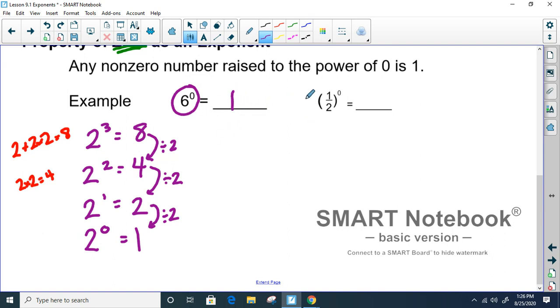So it doesn't matter what your base is. It could be 1/2 to the 0 power. Our answer is always going to be 1. So it doesn't matter if it's 22.4 to the 0 power, 1. Or if it's 379 to the 0 power, it's going to be 1.